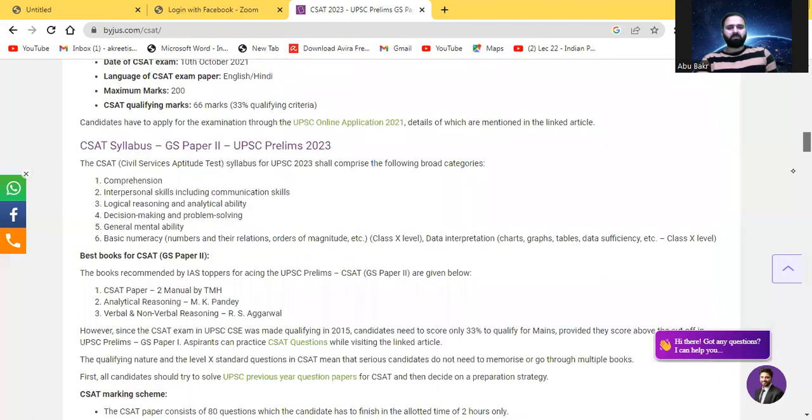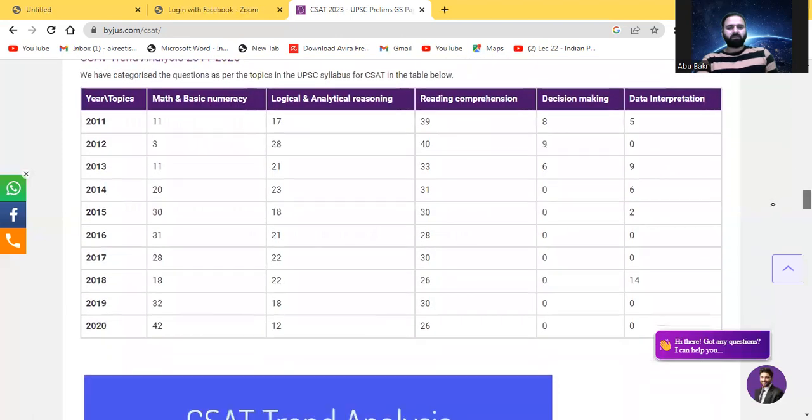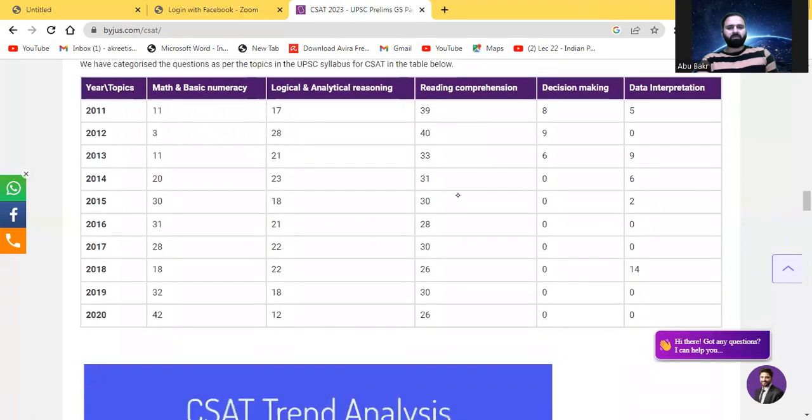Now, if we look at the recent trend, you can see clearly that if we take arbitrarily some years like 2011, they have asked 11 questions from math and basic numeracy. Then from logical and analytical reasoning, they have asked 17 questions. From reading comprehension, they have asked 39 questions. Decision making 8 and data interpretation 5.